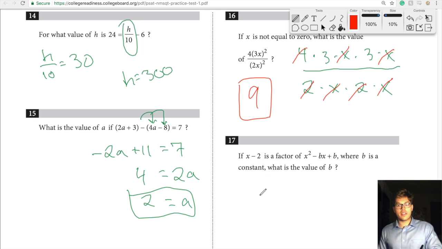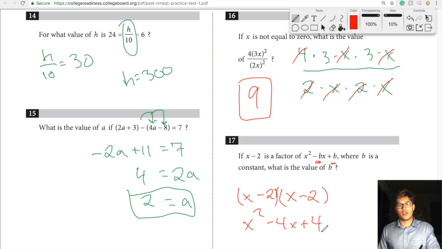All right. And then lastly, 17. If x minus 2 is a factor of x squared minus bx plus b, where b is a constant, what is the value of b? Oh, okay, so b is here and here. This is a factor. Okay, so we have x minus 2 times something gives us this expression. What if we just multiplied it by itself? I think this would actually work. This would be x squared minus 4x plus 4. Yeah, perfect. So b must equal 4.